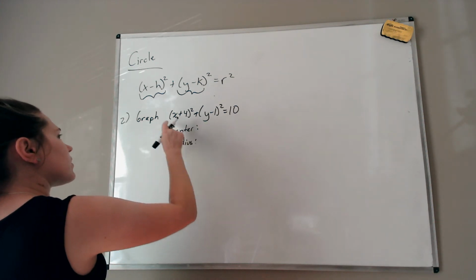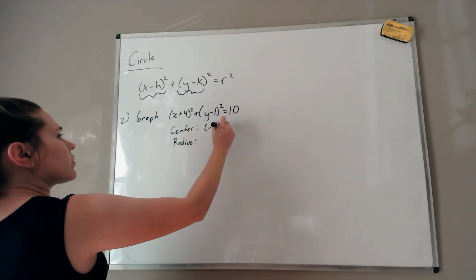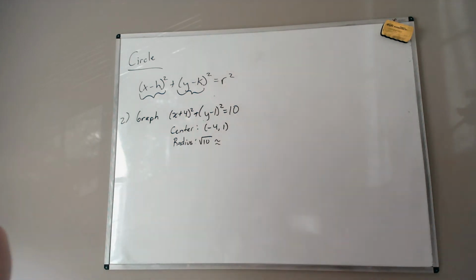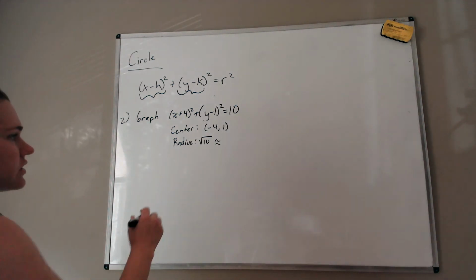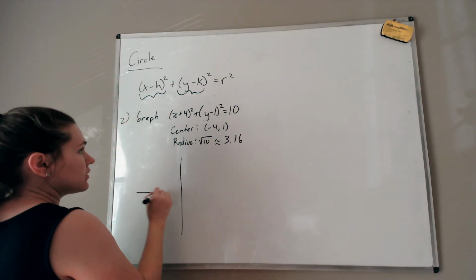First, make sure you know yes, this is a circle. So the center is (−4, 1), and the radius is the square root of 10. Since we have to graph it, why don't we round that to a few decimal places? So this is going to be approximately 3.16. So we have to graph this.